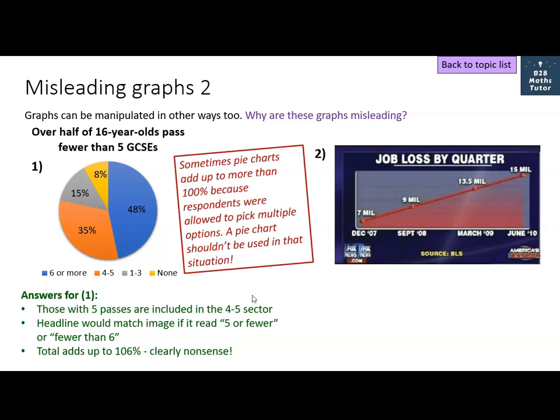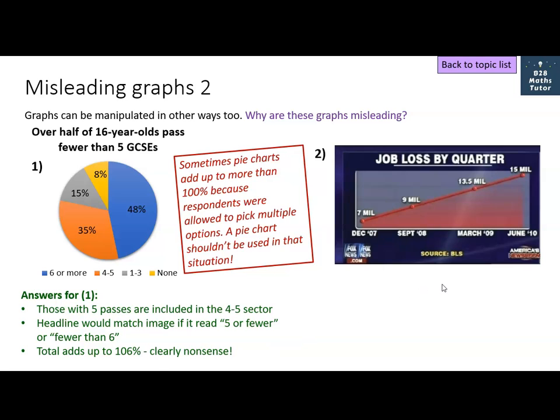And sometimes you get pie charts showing a total of more than 100% because they were used with questions where respondents were allowed to pick multiple options. In that case, a pie chart is not the right thing to use. It would make much more sense to use a bar chart. A pie chart should never add up to more than 100% unless it's just that very small difference due to rounding.